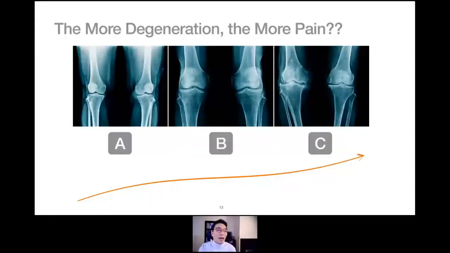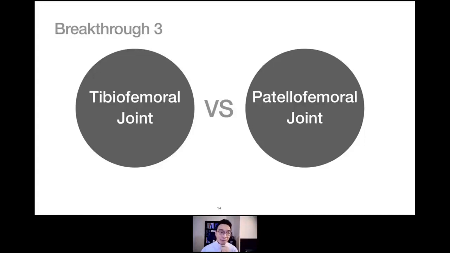So let's talk about these examples. The patients A, B, C just presented their X-ray. So many of you will think that maybe patient C presents the severe pain and patient A may or may not have pain. We may say that, but that is not always true. So I want to explain why it is going like that.